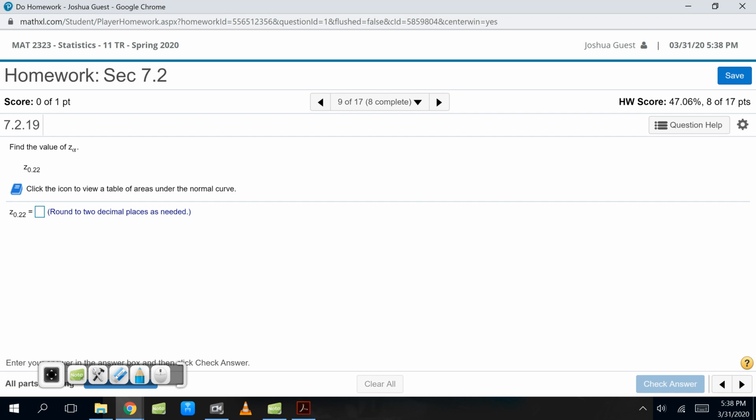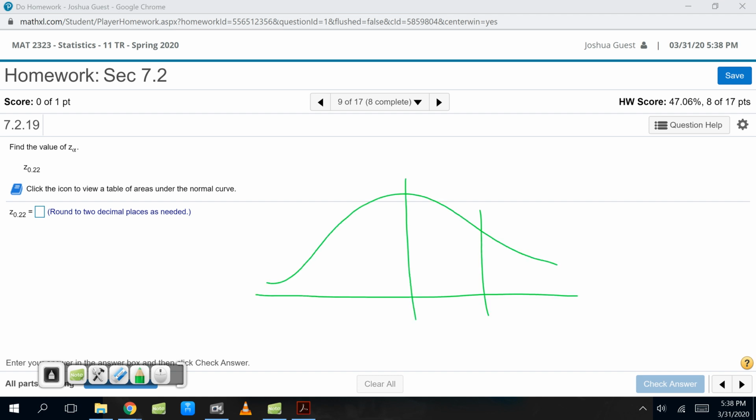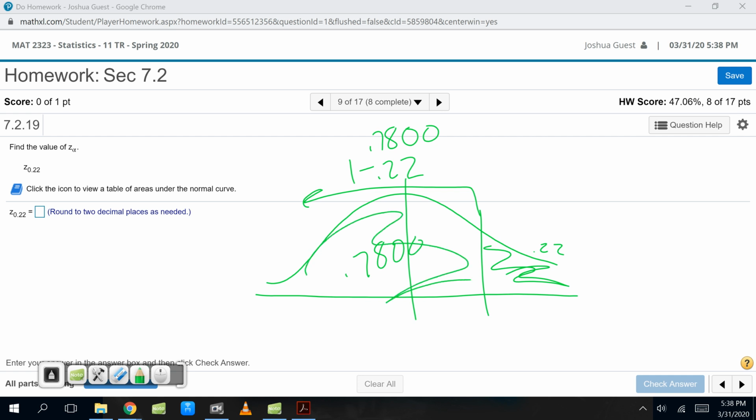All right, z of 0.22. What does that mean? Well, let's look at the picture. Z of 0.22. So we have our normal curve, and we have some z-score, and this area over here is 0.22, which means this area is 1 minus 0.22, which is 0.78, and we add 2 zeros to it. So this area here is 0.7800, all of this over here, and we want to know this z-score right here.